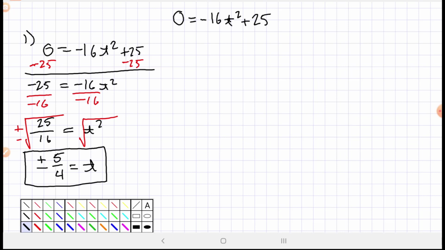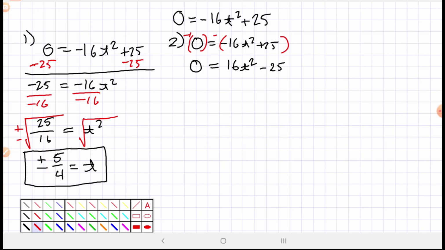The second way of doing this problem, if you were good at factoring, some of you might have noticed this and said, oh, negative 16t squared plus 25. This kind of looks like a difference of squares problem. I'm going to multiply everything by -1, so this will still be 0. This negative 16 will turn into a positive 16t squared, and the positive 25 will turn into a negative 25. All I did was multiply this side by -1, and this side of my equation by -1.